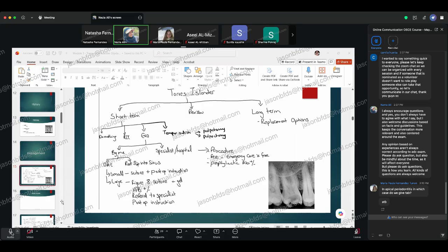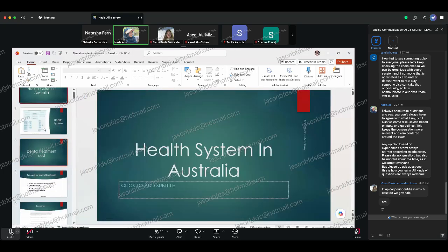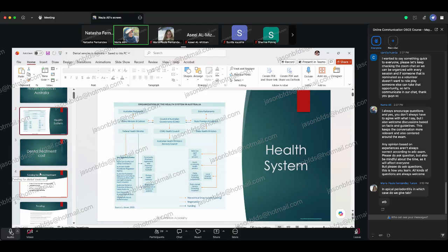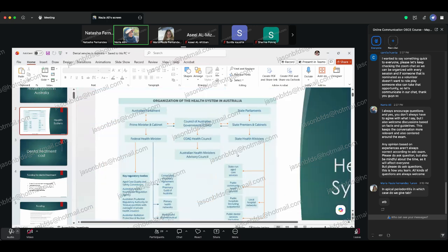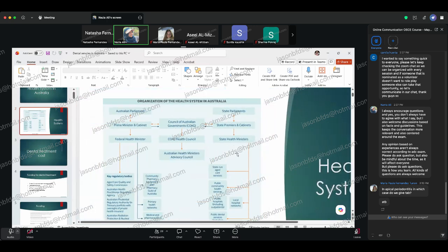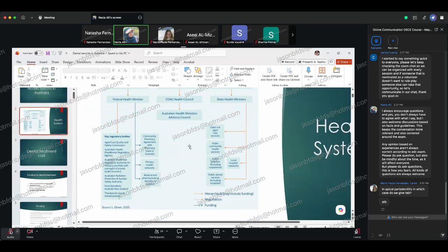Dental services in Australia. So you can check as well, because again, it's good. The more you are making yourself comfortable with the health system, the easier it gets, because the next step after this is you're working in a practice. So it's a good idea to know how the health system in Australia works.